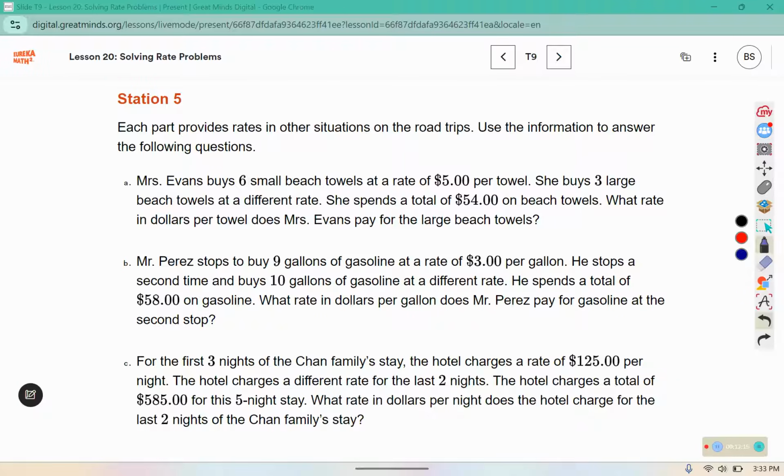Well, if she buys 6 small for $5 a piece, that would be $30 that she spent on small towels. We know she spent a total of $54. So if we subtract out the $30 she spent on small towels, that means she spent $24 on large beach towels, which she bought 3 of them. And that means that she spent $8 per large towel.